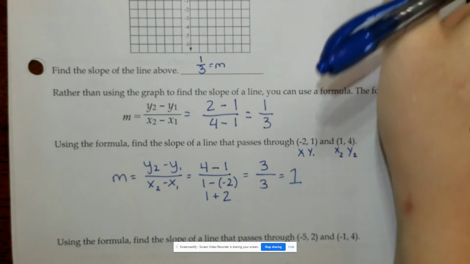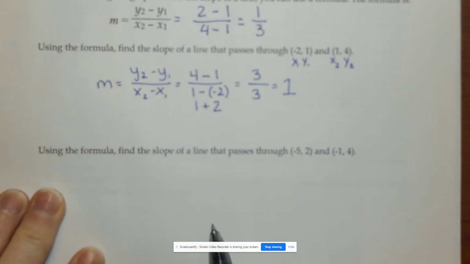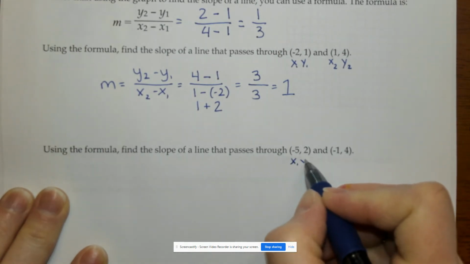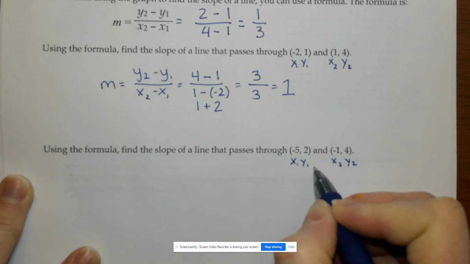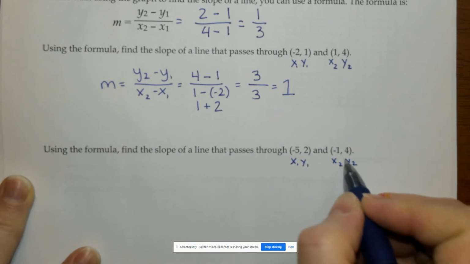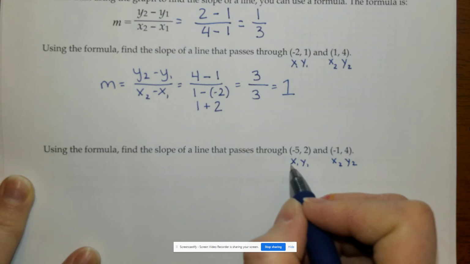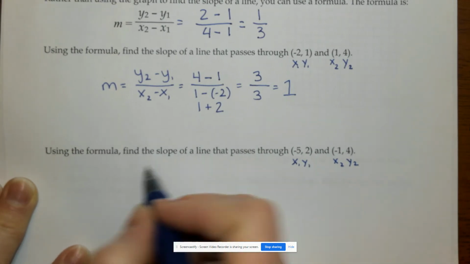Also using the formula, find the slope of a line that passes through (-5, 2) and (-1, 4). So I would go through the same process. I would say x1, y1, x2, y2. Now, it actually doesn't matter which one you label as 1 and 2. So if for some reason it was easier to label the second one as point 1, x1, y1, and this one as x2, y2, feel free if it makes your subtraction easier.